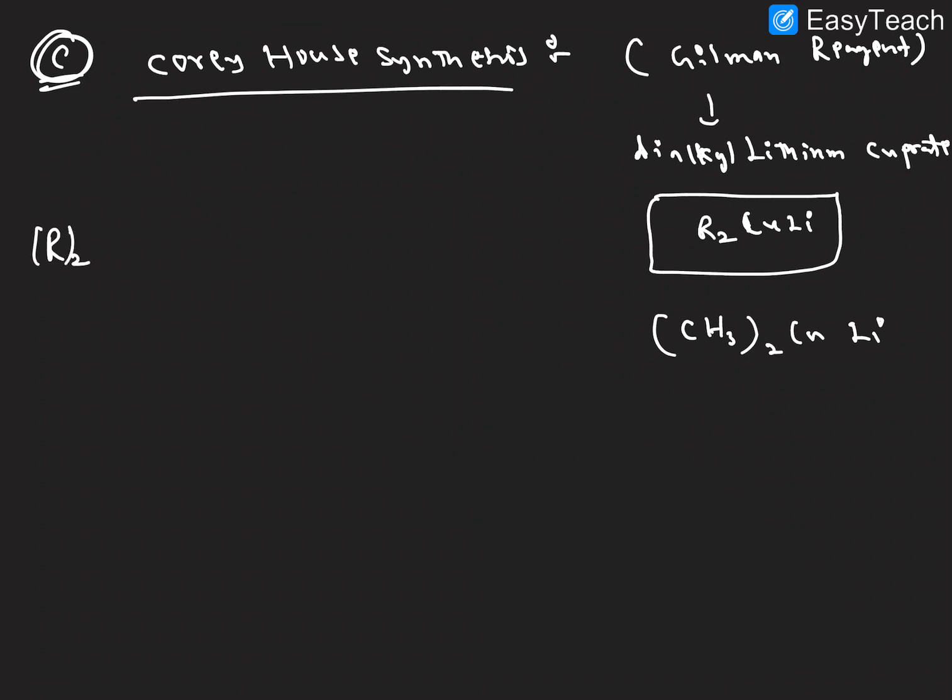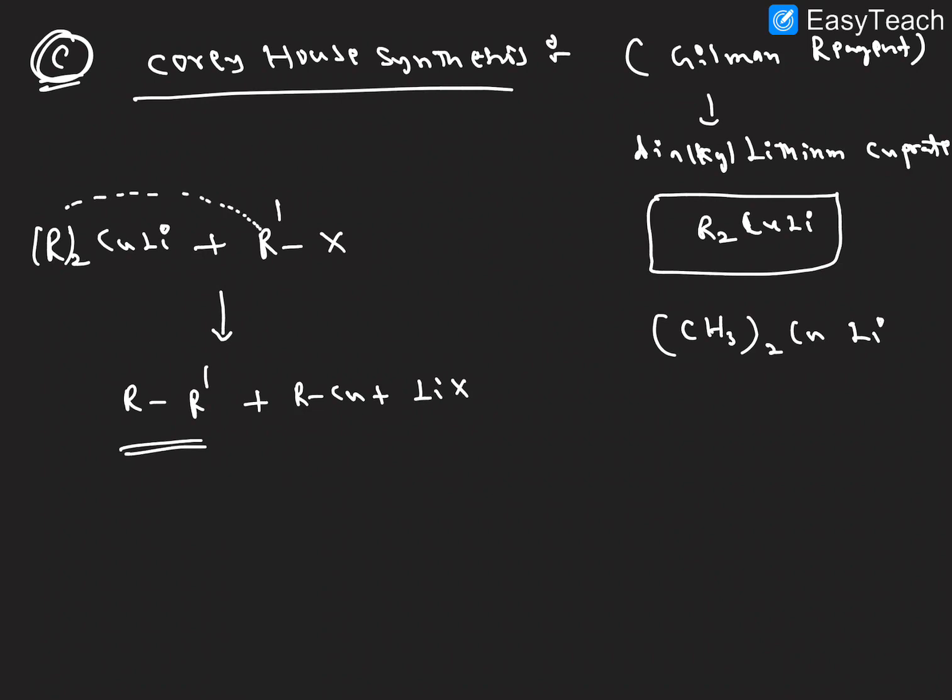R2CuLi, that Gilman reagent, reacts with R'X. What is the product forming here? So R-R' plus RCu plus lithium halide is forming. This is the general reaction happening. This R will bind with one of the alkyls, one of the alkyls bound to copper. Very simple reaction, right?